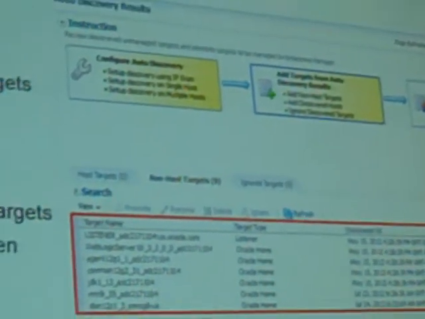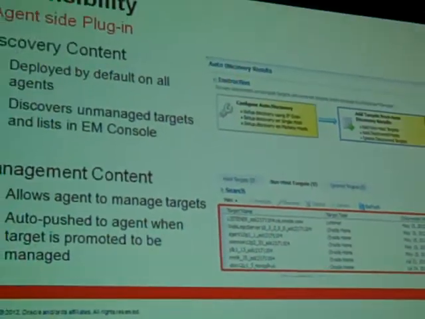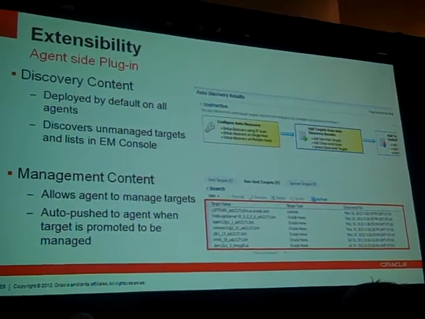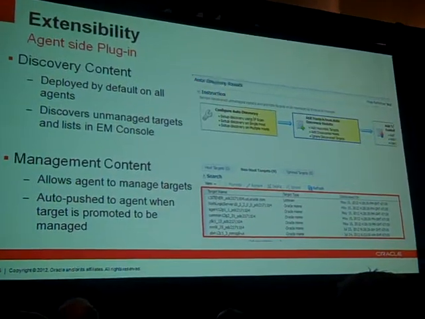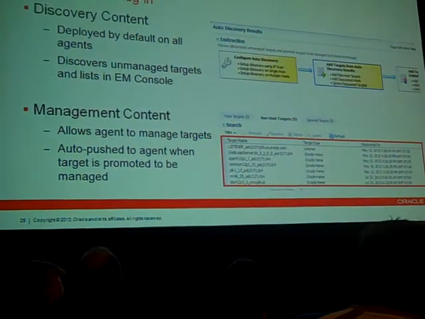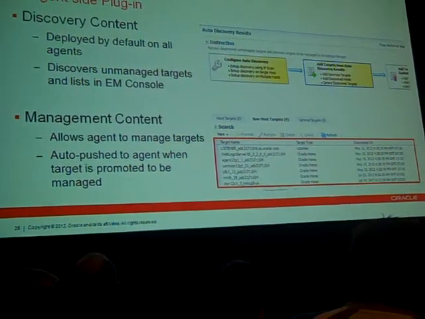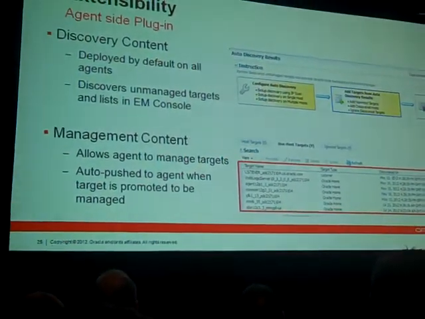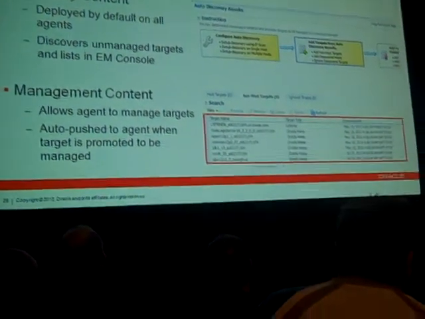So if you look at it, when the agent gets pushed, appropriate discovery content gets there. The agent finds out the new targets, and the administrator on the OMS can decide if they want to manage them or not. And then as part of the promotion, we actually push the management content and the target starts to get monitored. This is one of the things that makes the agent lighter weight, because we don't ship every piece of code that there is to ship. It also makes the lifecycle easier because we don't have to patch what you don't need, and that type of stuff.